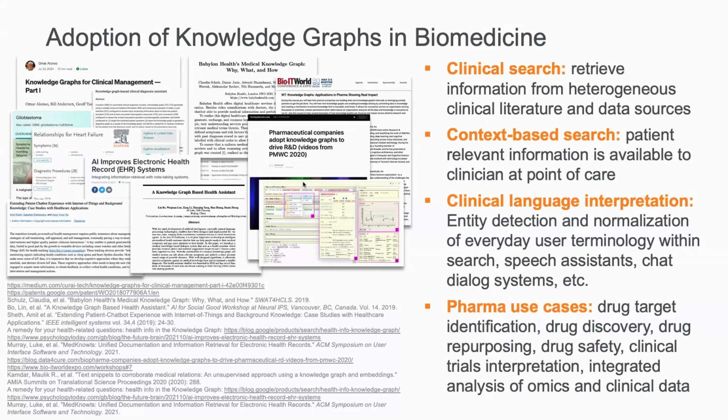And there are also a lot of use cases in the pharma industry for drug target identification, drug discovery, drug repurposing, drug safety, as well as integrated analysis of omics and clinical trials data. The links are present here, and there's a lot of material out there that is publicly available, and I hope that this gets you excited about how knowledge graphs are actually used in the real world by a lot of different academic labs, industries, companies, government, etc.